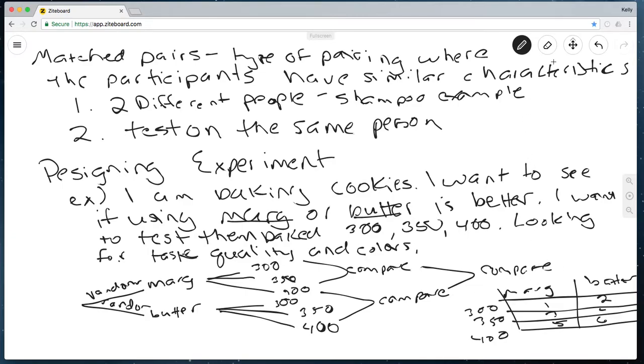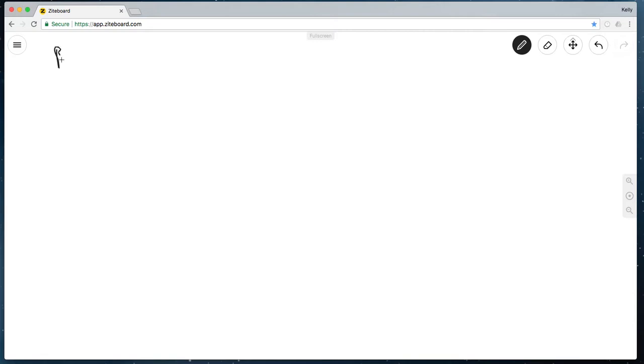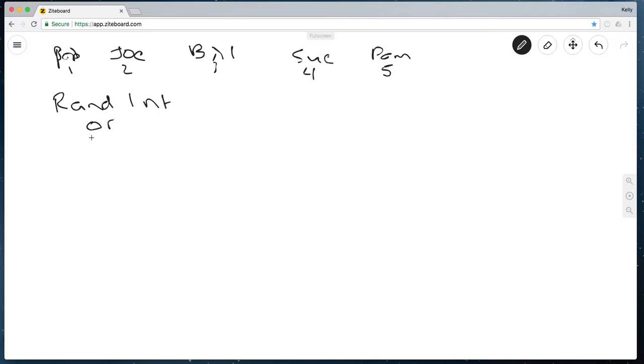All right, from here, I then will give you a list of people. So maybe a Bob and Joe and Bill and Sue and Pam and people like that. So I'll give you a list of them, and I will say assign them to a treatment. So what you would do is you would label all of them a number, and then on your calculator you would do rand int, or you could go to the back of the book to the number table, and you would divide them up.